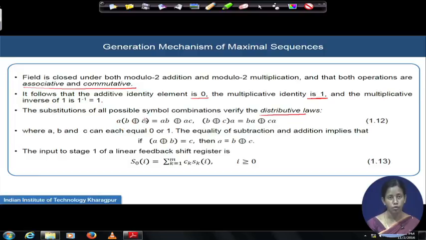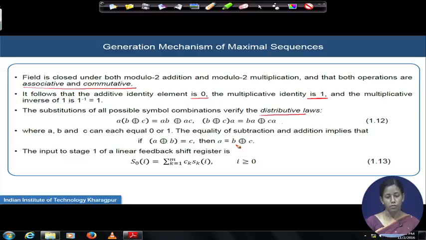And by virtue of the distributive law, if we have the elements A, B and C drawn from that field, and the field supports the distributive law, then definitely A into B XOR C will be equal to AB XOR AC, and B XOR C into A will also be given by BA XOR CA, where A, B, C can be either 0 or 1. Equality holds good between subtraction as well as addition. So, you can also write that A XOR B equal to C holds good for A equal to B XOR C.